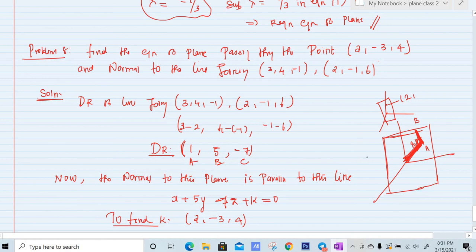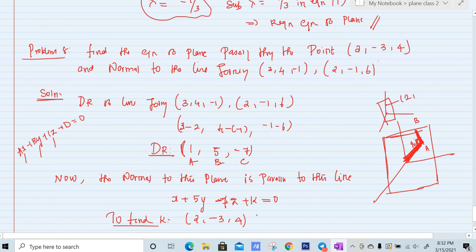So always remember that the plane and normal are always parallel. We know ABC, because direction ratios are in ax plus by plus cz. Equation of plane is ax plus by plus cz plus t is equal to 0. This ABC are direction ratios, right? That I already discussed in the previous class. Now, since this and this are parallel, the only thing that changes is the constant. That means x plus 5y minus 7z plus k is equal to 0.